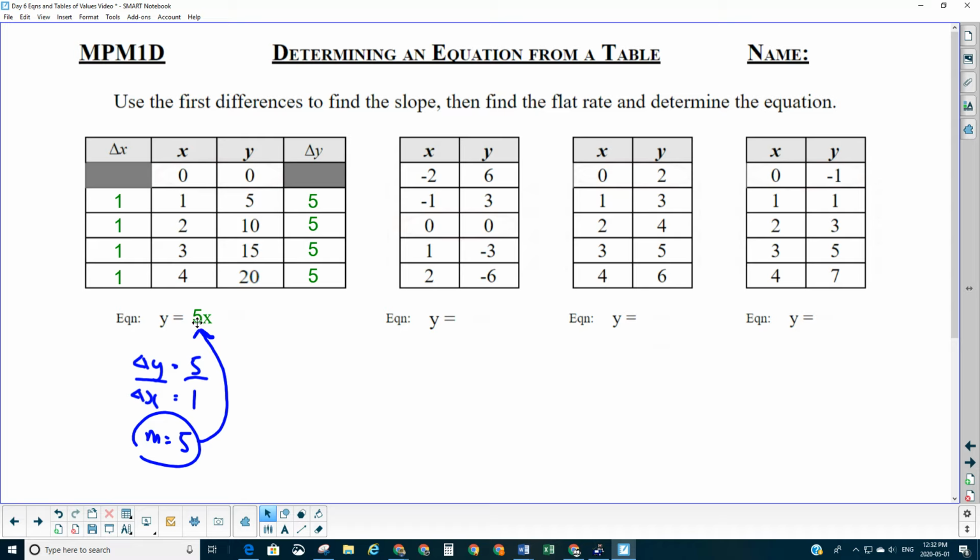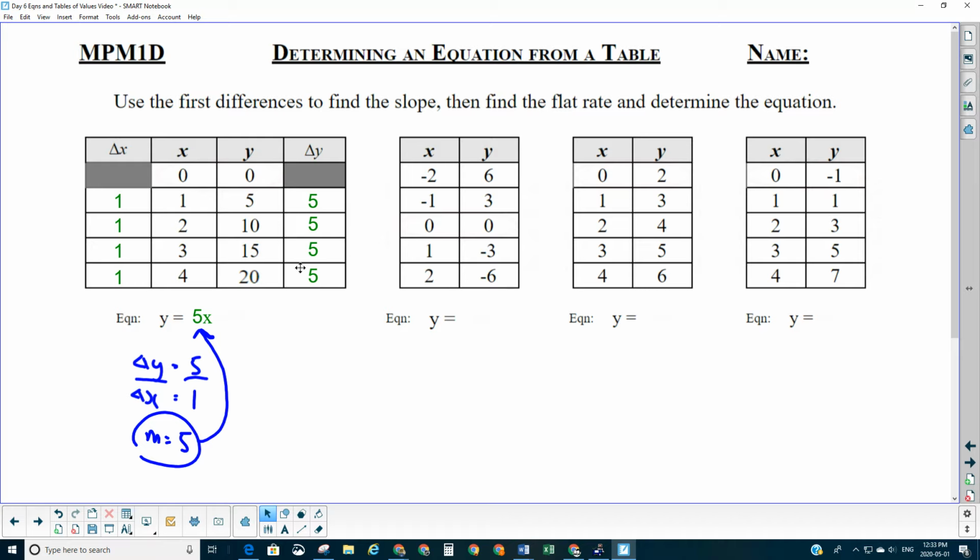Now I can check this equation to see if it actually represents this table. Choose any value for x and plug it in. So I'm going to choose 2. So 5 times x, 5 times 2 is 10, and it's working. Just because it works once, though, doesn't mean it has to work for everything. So I'm going to try a second one. Let's try 4. 5 times 4 is 20. I think we've got the right equation. Let's move on to the next one.